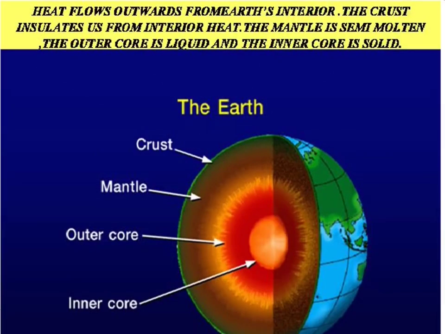This is the diagram of the earth's core. This is the inner core, which is the hottest among the four. This is the outer core. This is the mantle rock, and this is the crust. So these all are the four layers of the earth.